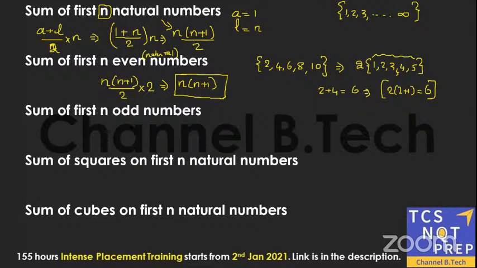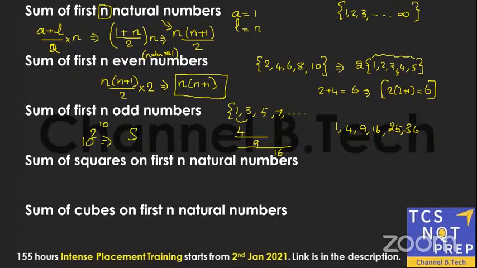Sum of first n odd numbers. So if I take a set 1, 3, 5, 7, and so on. What is 1 plus 3? 4. 1 plus 3 plus 5 is 9. 1 plus 3 plus 5 plus 7 is 16. Right? If you see the pattern, the sums are 1, 4, 9, 16, and it will go on. Next will be 25, next will be 36. This is a square series, right? If they ask for the sum of the first 10 odd numbers, your answer is 10 square. So the sum of first n odd numbers is n square. That's all. Okay.